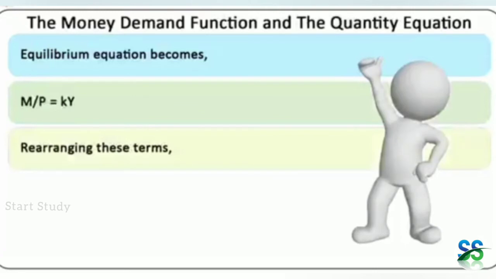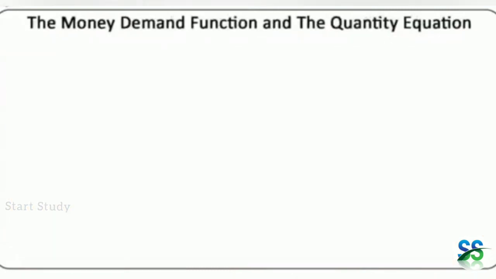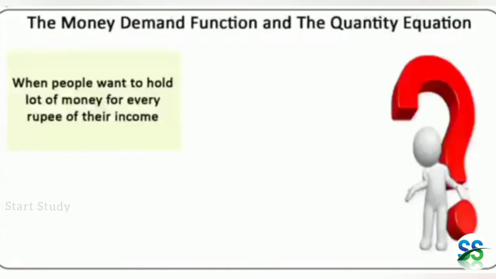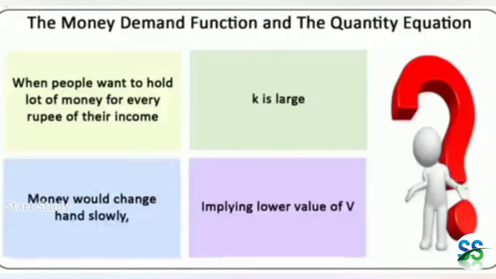Rearranging these terms, M upon K is equal to P into Y. From previous equations we get V is equal to 1 upon K. This can be understood as: when people want to hold a lot of money for every rupee of their income, that is, K is large, then money would change hands slowly, implying a lower value of V.